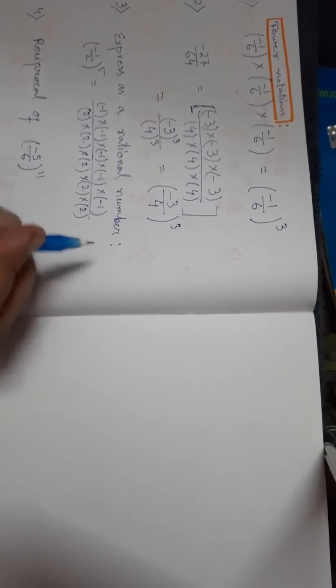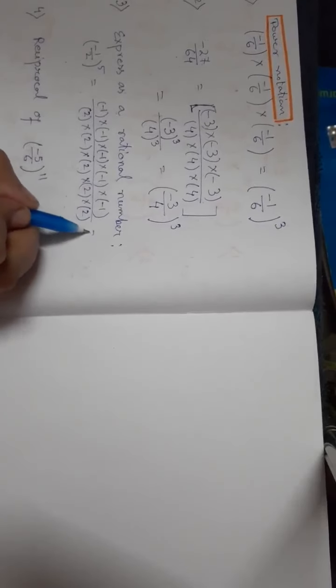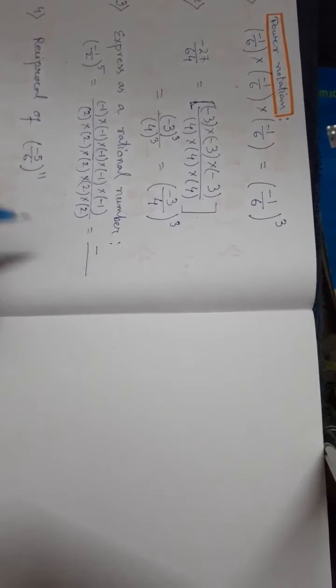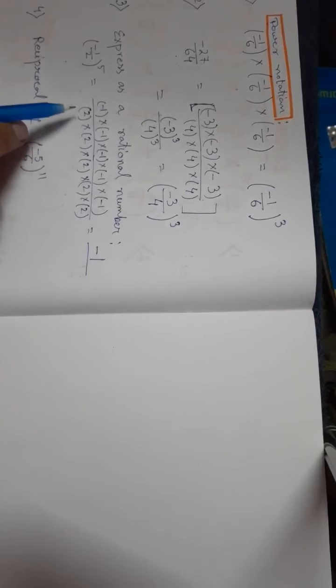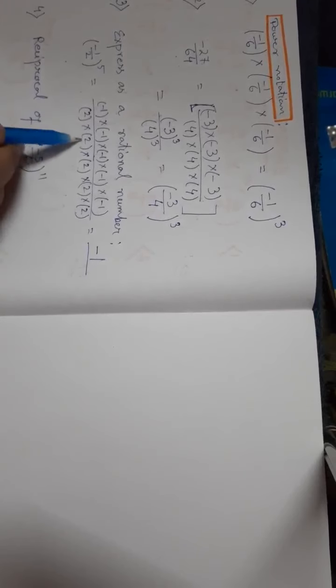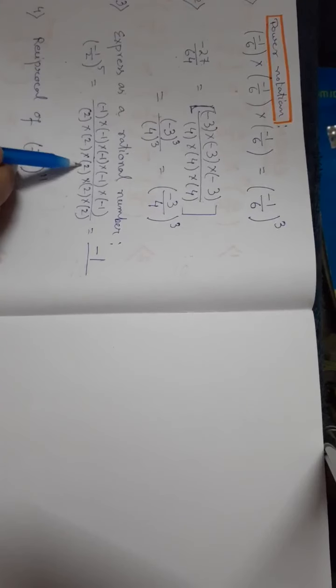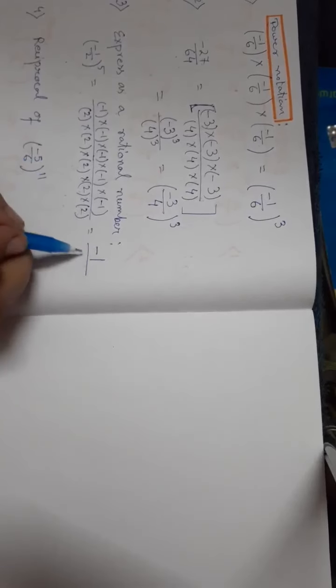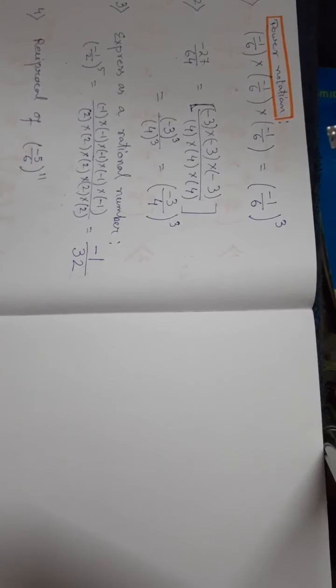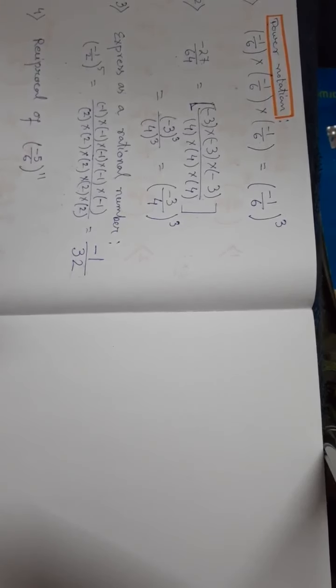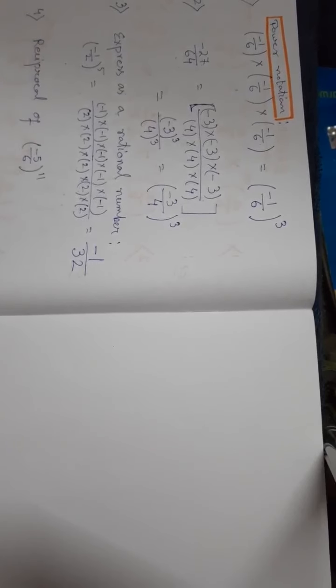So when we do this, 5 times we are multiplying the negative number, so obviously negative will come, and 1 multiplied with 1 gives 1, so we will get minus 1. And this one we will multiply: 2 2s are 4, 4 2s are 8, 8 2s are 16, and 16 2s are 32. So this will be the answer. This is the rational number from power notation.